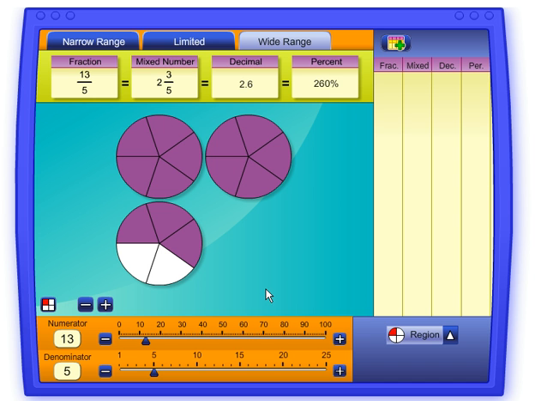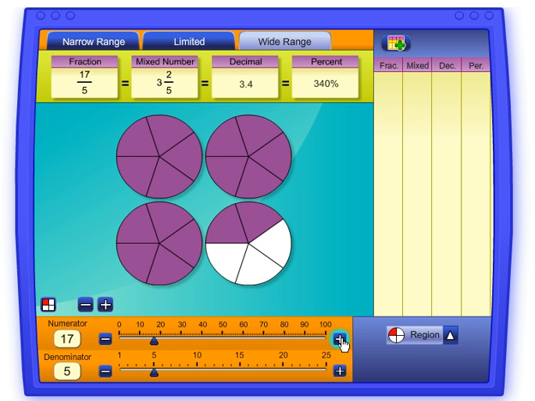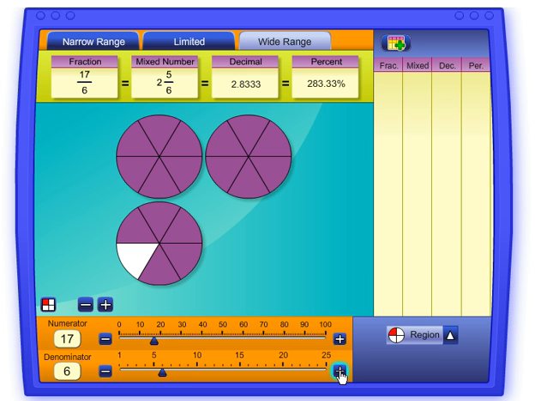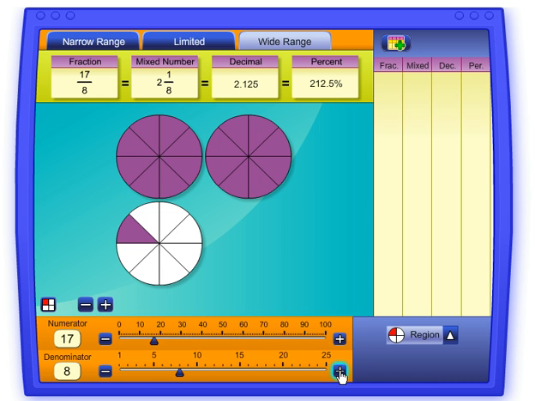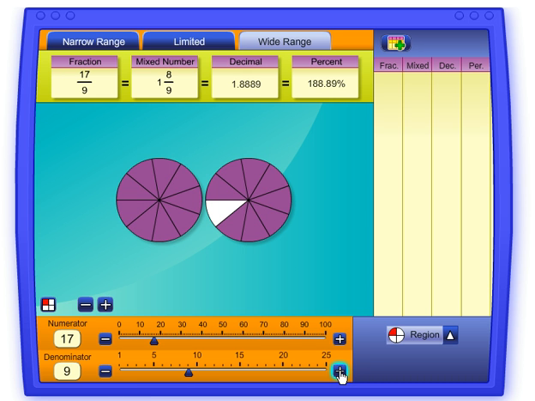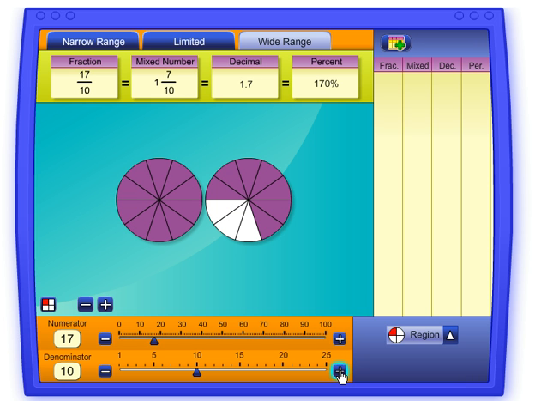Finally, let's notice what happens when I increase the numerator. When I increase the numerator, my number gets larger because I'm increasing the number of parts that I have. If, however, I increase the denominator from fifths to sixths and then to sevenths, notice what's happening when I increase the denominator. The number of parts that make up the whole is getting larger.